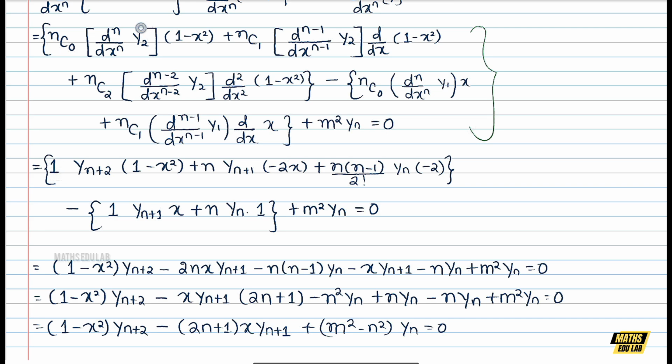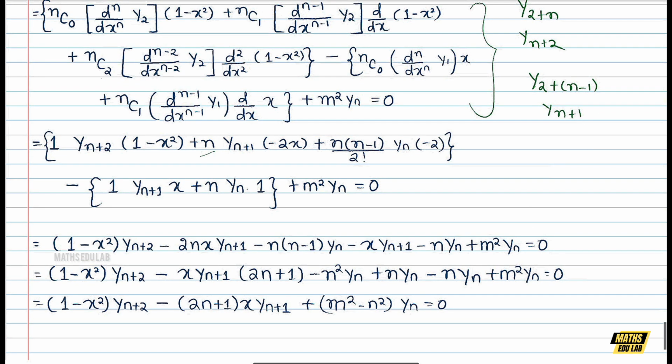nC0 value is 1 and the derivative for y2, as I have told you, y2 and the power is n, so I can write it as y(n+2), then multiplied by 1 minus x square. nC1 value is n, so the derivative here is given y2 and the power is n minus 1, so this will be y(n+1). Then the derivative of 1 minus x square will be minus 2x, and nC2 value as I've written is n into n minus 1 by 2 factorial, and so on. After substituting the values, this is what we will get.